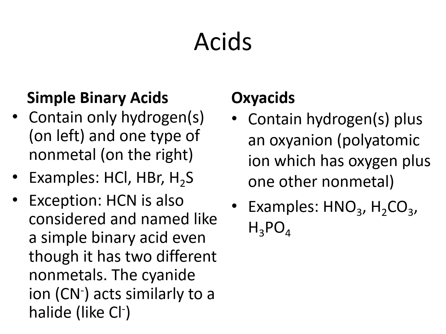The other category of acids is the oxyacids. As the name suggests, oxyacids contain oxygen. They all contain hydrogen on the left, plus an oxyanion on the right. In other words, they will have some number of hydrogens, then a nonmetal, then some number of oxygens. Some examples include HNO3, which is hydrogen with nitrate, H2CO3, which is hydrogens with carbonate, and H3PO4, which is hydrogens with phosphate.